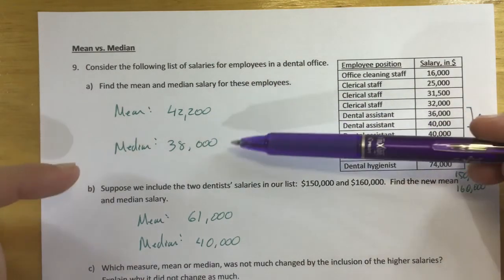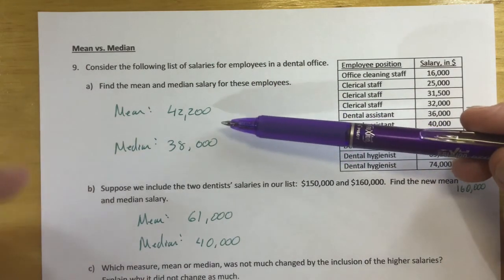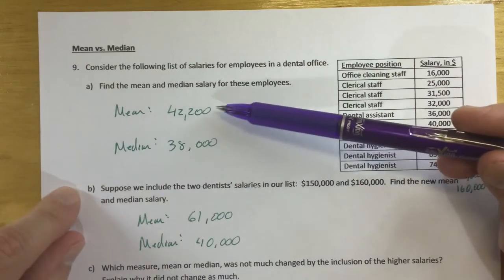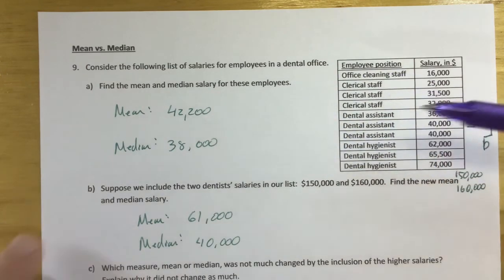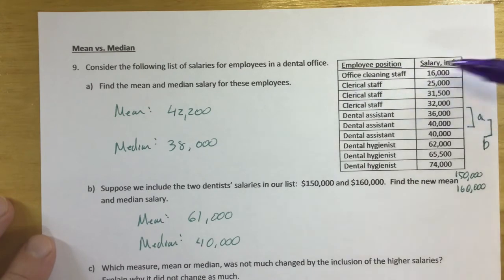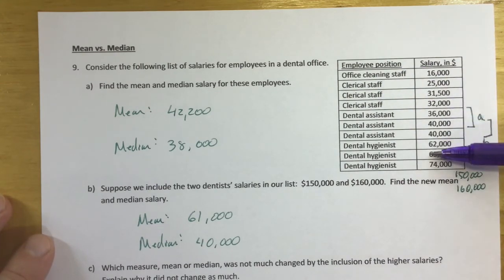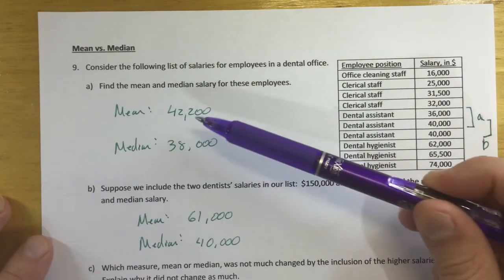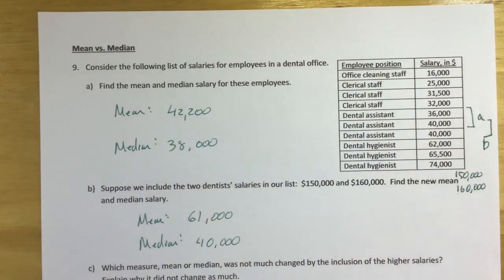you've got to do the calculations. I didn't write down all the work, but here's what you get. If you add all the numbers together and you divide by, does it tell us how many? You've got to divide by 1, 2, 3, 4, 5, 6, 7, 8, 9, 10. If you add all those up and divide by 10, you get $42,200.